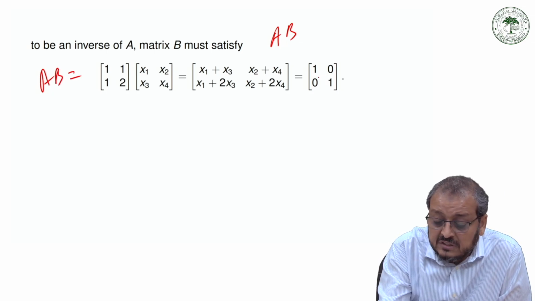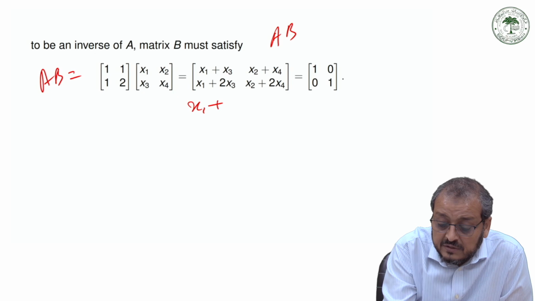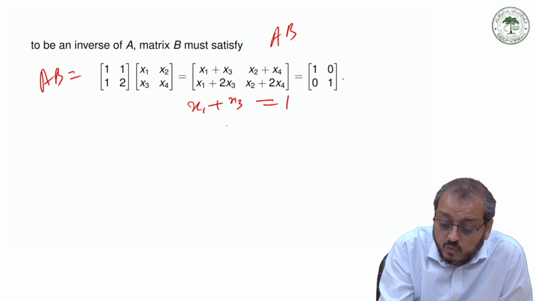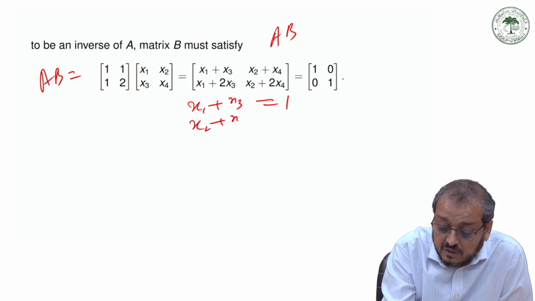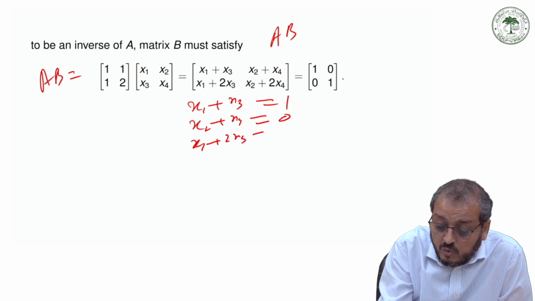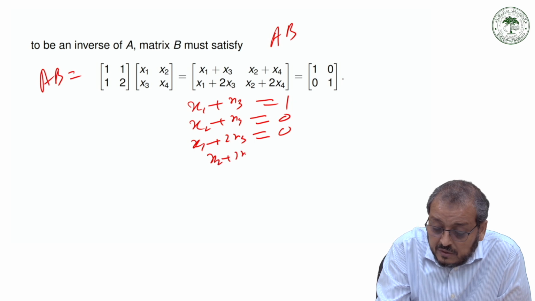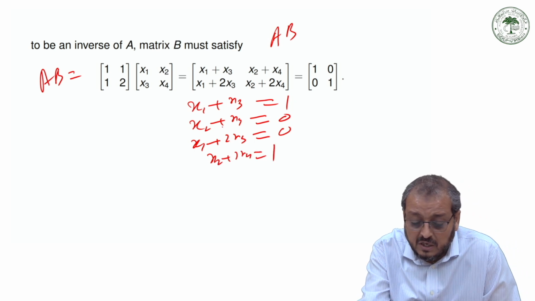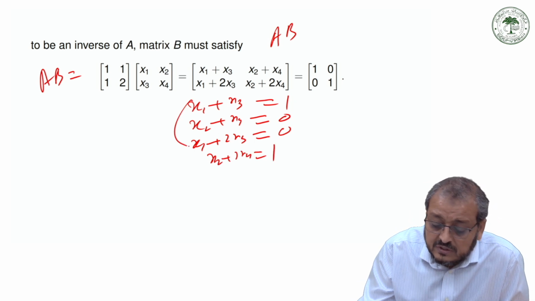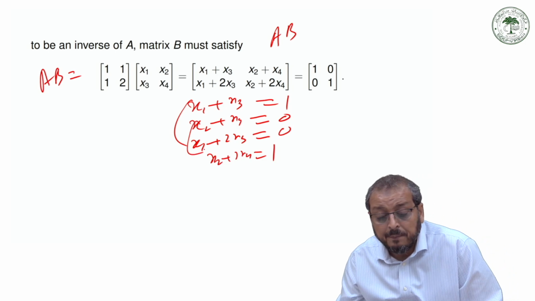Now if you see this, we can say that we have x1 plus x3 is equal to 1, x2 plus x4 is equal to 0, x1 plus twice x3 is equal to 0, and x2 plus twice x4 is equal to 1. Now these two equations are the same.